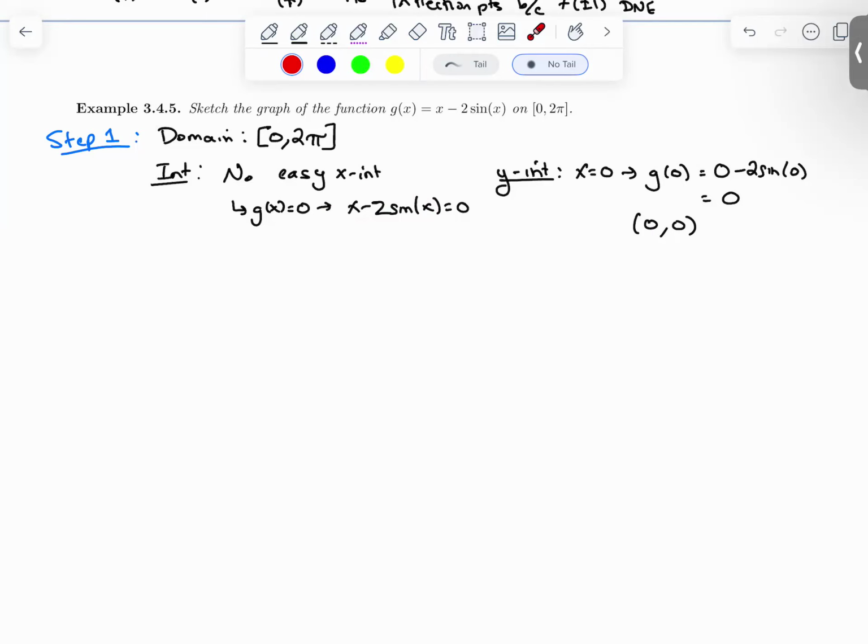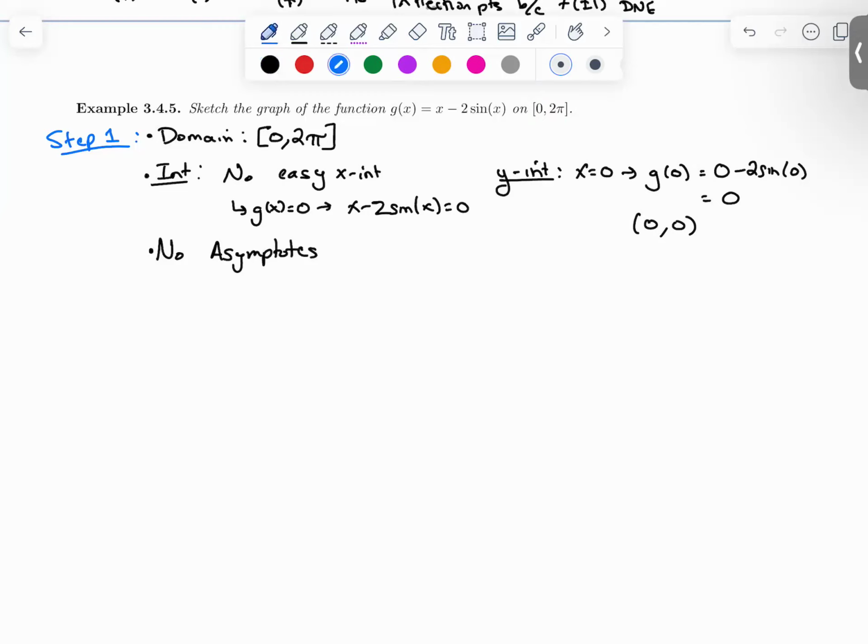So with that in mind, we've got that. And 0 is in our interval because our x values are from 0 to 2 pi. And last but not least, there are no asymptotes because there's no division by 0 or anything like that. So we don't really need to worry about that.